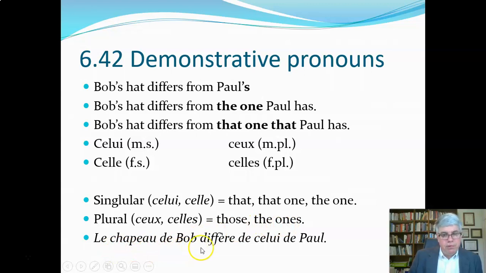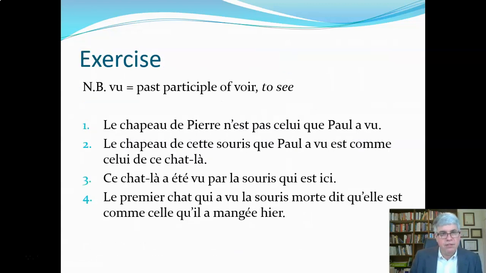Le chapeau de Bob diffère de celui de Paul. Bob's hat is different than the one of Paul. So that would be Bob's hat is different than Paul's, or the one that Paul has. Celui de Paul is the one that belongs to Paul. So that's an example of how we use these demonstrative pronouns.